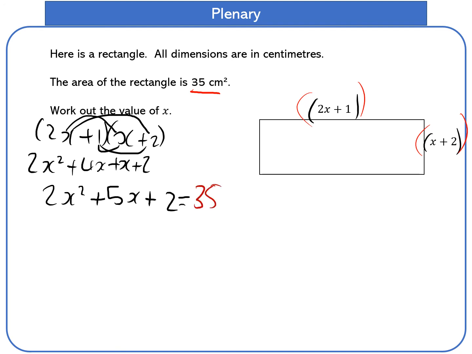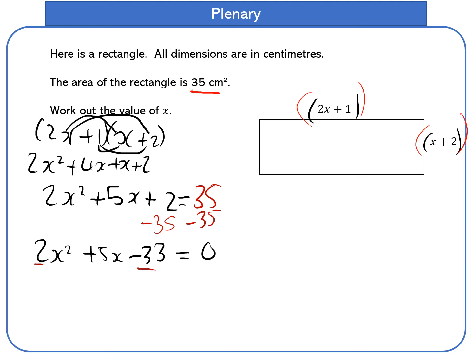Now we need to solve a quadratic, we need to make it equal to 0, so what I'm going to do is take away 35 from both sides. So we're going to get 2x squared plus 5x. 2 take away 35 is minus 33 equals 0. Okay, now we can solve that.